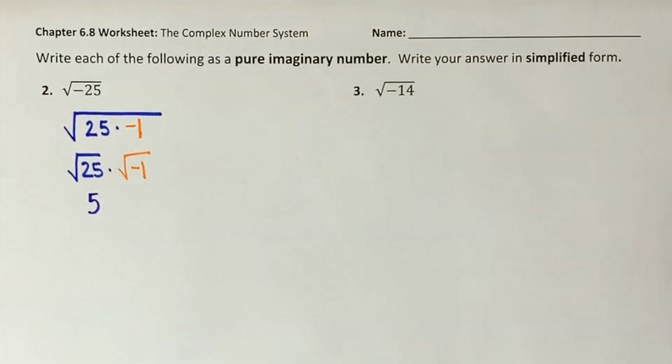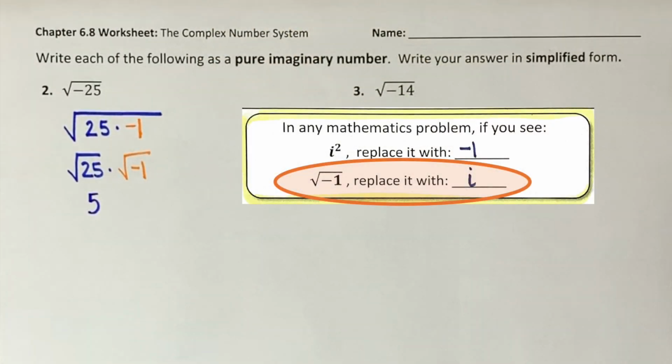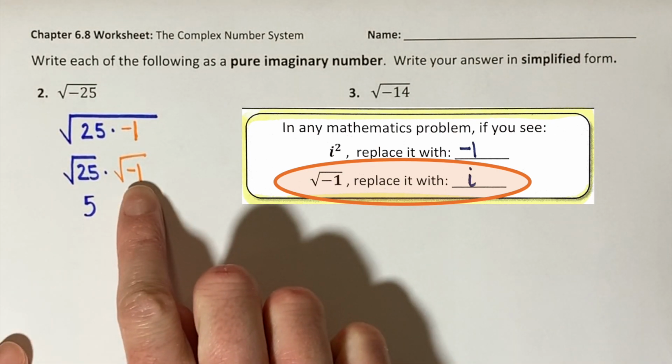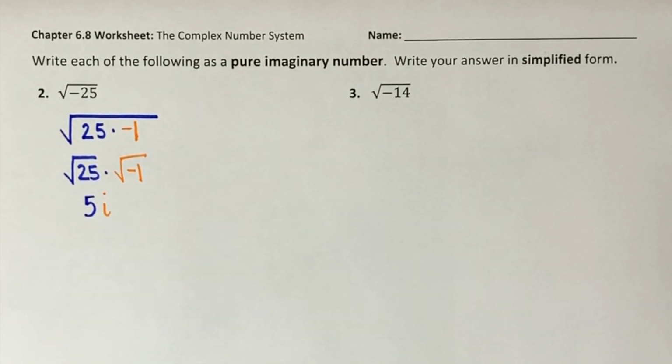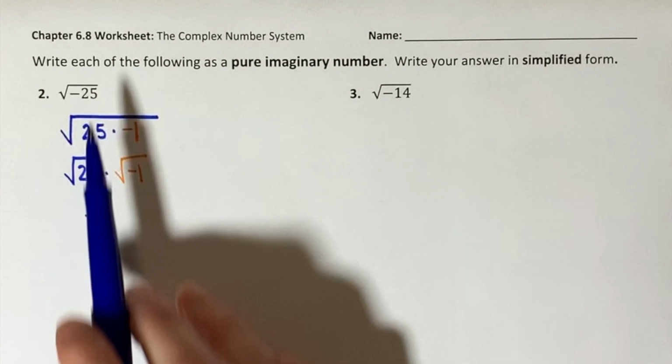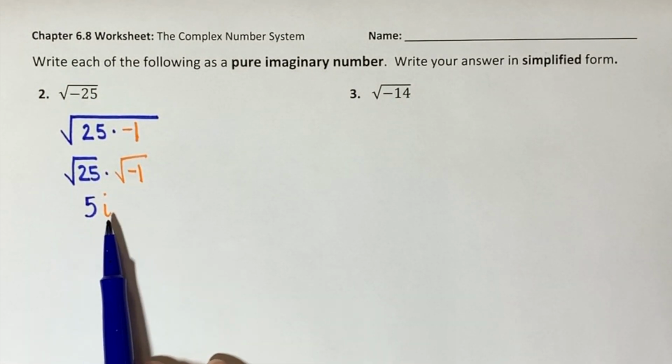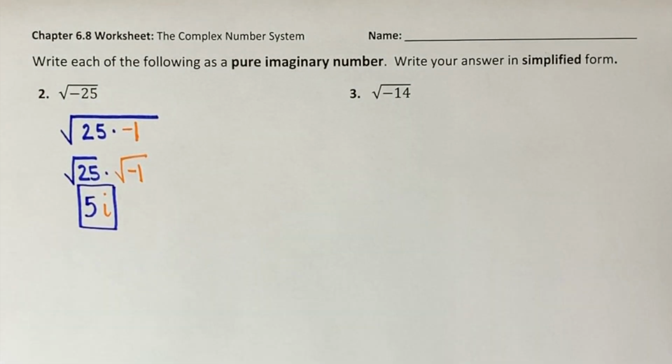And remember what we wrote and highlighted on the first page. Anytime in a math problem, if you see the square root of negative 1, replace it with i. So I see the square root of negative 1 right here, so I'm going to replace it with i. Now we've written this square root of a negative number in the pure imaginary number form with i and a coefficient. Let's take a look at the next example.